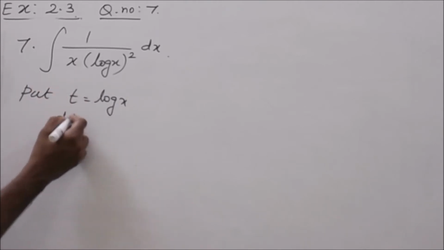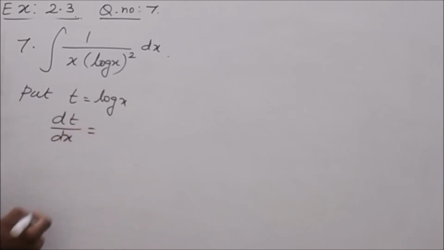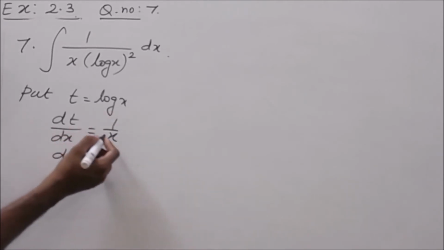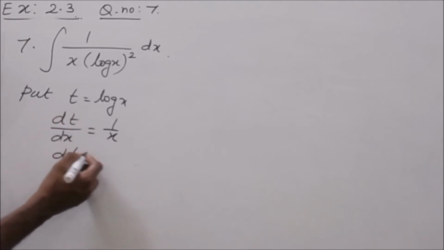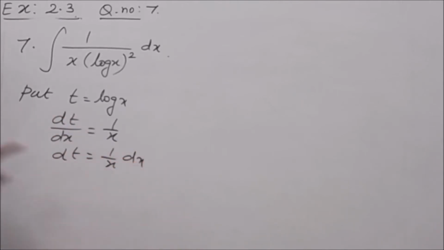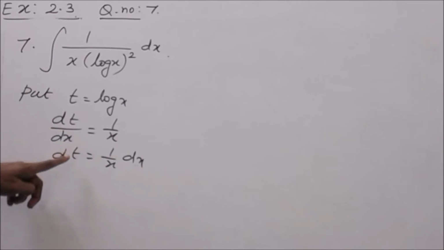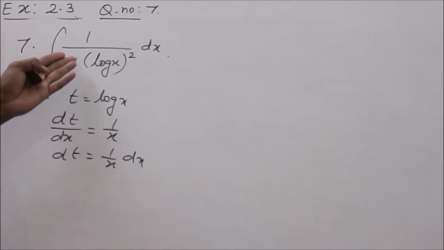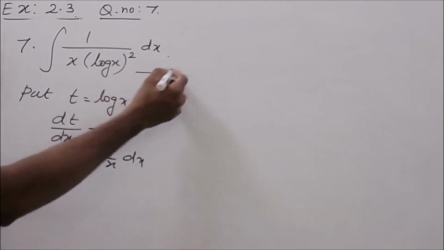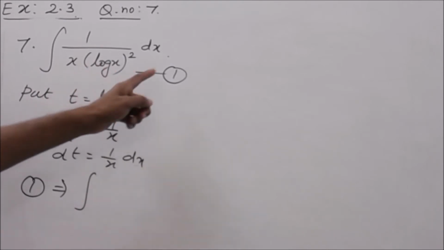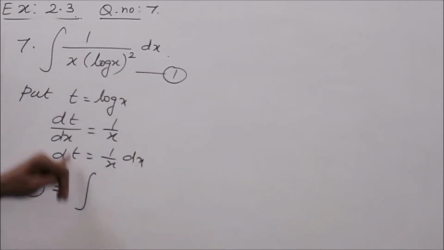What is its derivative? dt by dx equals the derivative with respect to x, which is 1 by x. Multiplying, dt equals 1 by x dx. So the entire function is changed from the variable x into the different variable t.